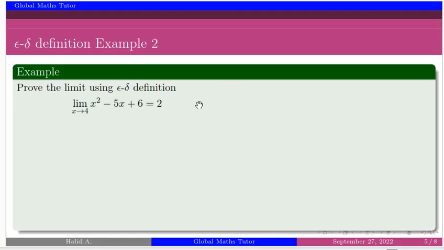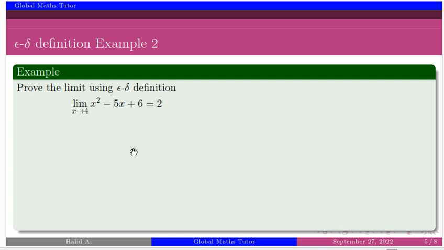Let's continue for quadratic functions. For example, in our case, x squared minus 5x plus 6, as x approaches 4, we know that if we substitute 4 in place of x, we get 2. So how are we going to prove this limit? As we did before, let's first identify f(x), that is x squared minus 5x plus 6, and our a is 4. We know L is 2.